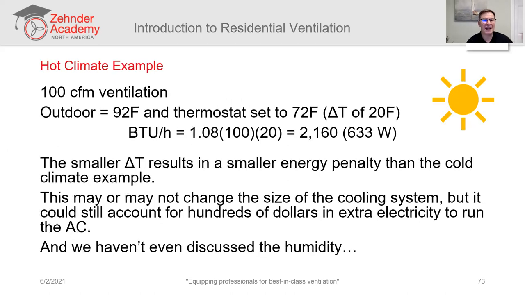Hot climate example, let's say outdoors is 92. Again, indoors 72. We have a smaller delta T now, 20 degrees. Let's say it's the same 100 CFM ventilation rate. Now the BTUs per hour that your ventilation is gonna cost you, just in the sensible heat at least, is over 2.1 kBTUs per hour, or over 600 watts. So not as bad as in a cold climate, but it's still significant. And it's gonna cost a lot of extra money to run that AC to do that cooling.